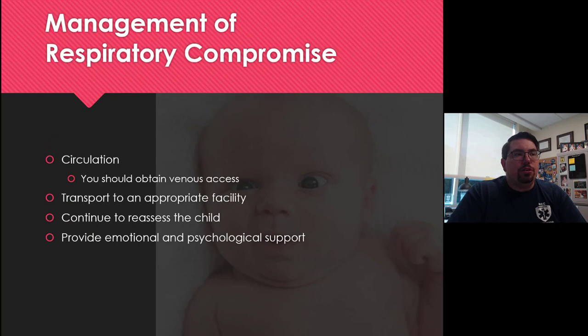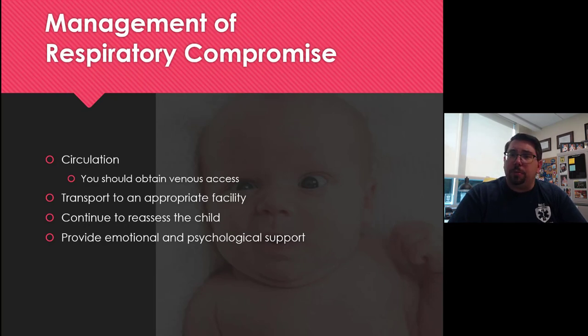For circulation, you should obtain venous access. There are times where we will say establishing an IV may not be helpful. For example, in epiglottitis, establishing an IV may make the child cry, causing inflammation to rapidly develop in their epiglottis and occlude their airway. But most of the time, it's necessary for us to establish IV access, especially in someone who's suffering from some form of respiratory compromise.